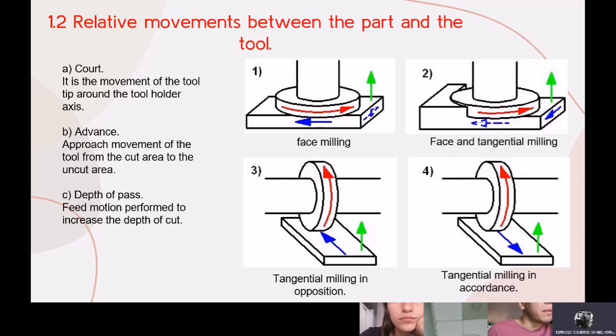Relative movements between the part and the tool. A. Cut is the movement of the tool tip around the tool holder axis. B. Advance, approach: the movement of the tool from the cut area to the uncut area. C. Depth of the pass, feed motion performed to increase the depth of the cut.